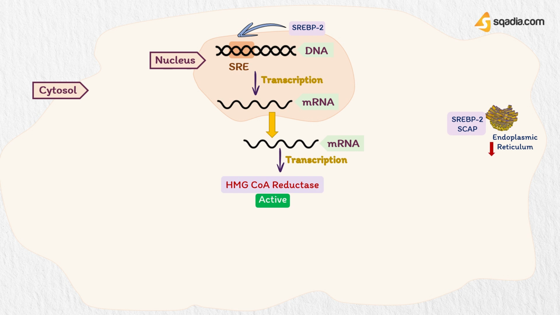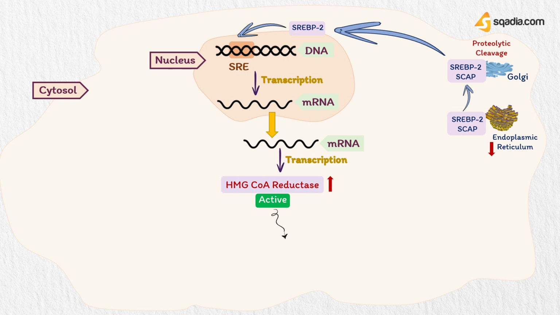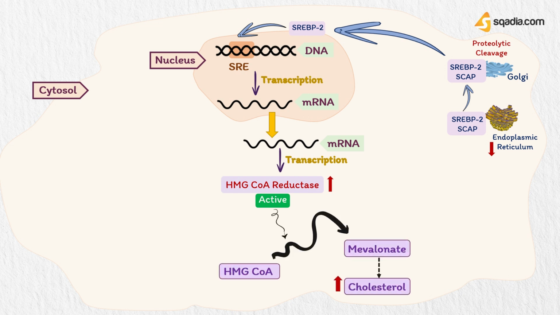When sterol levels in the SER are low, the SREBP2 SCAP complex moves from the endoplasmic reticulum to the Golgi. In the Golgi membrane, SREBP2 is sequentially acted upon by two proteases, which generate a soluble fragment that enters the nucleus, binds the SRE, and functions as a transcription factor. This results in increased synthesis of HMG-CoA reductase and therefore increased cholesterol synthesis.